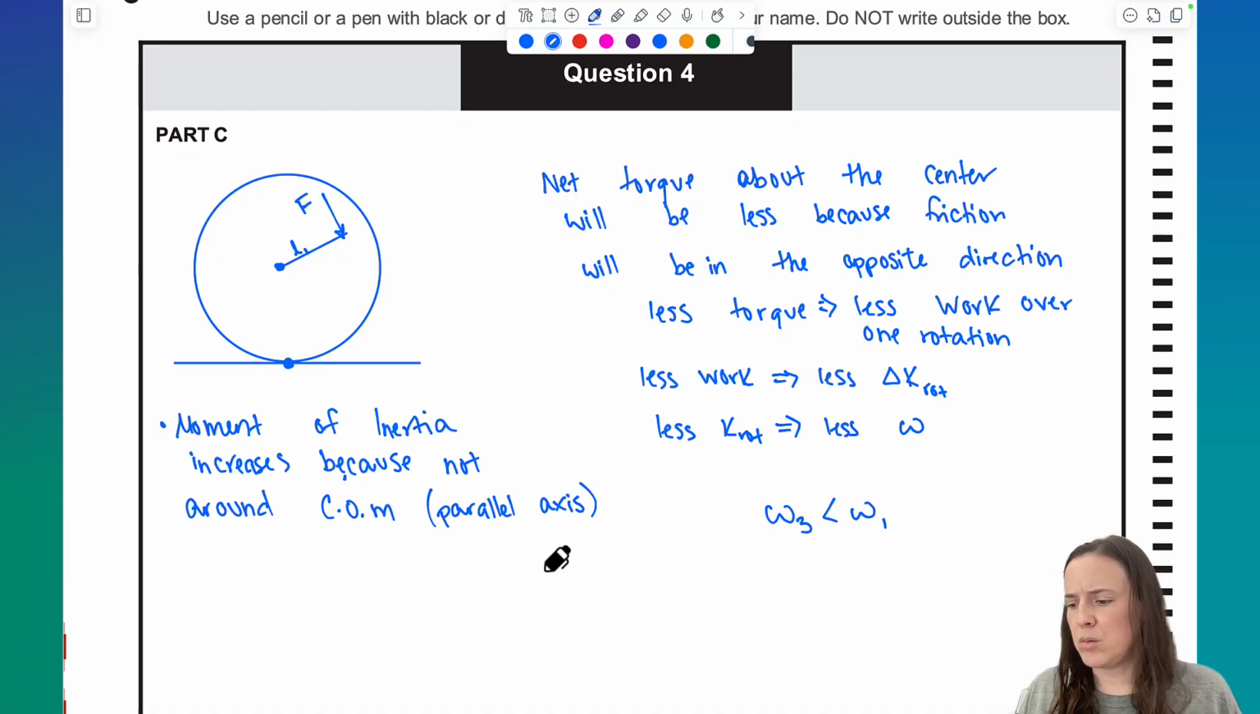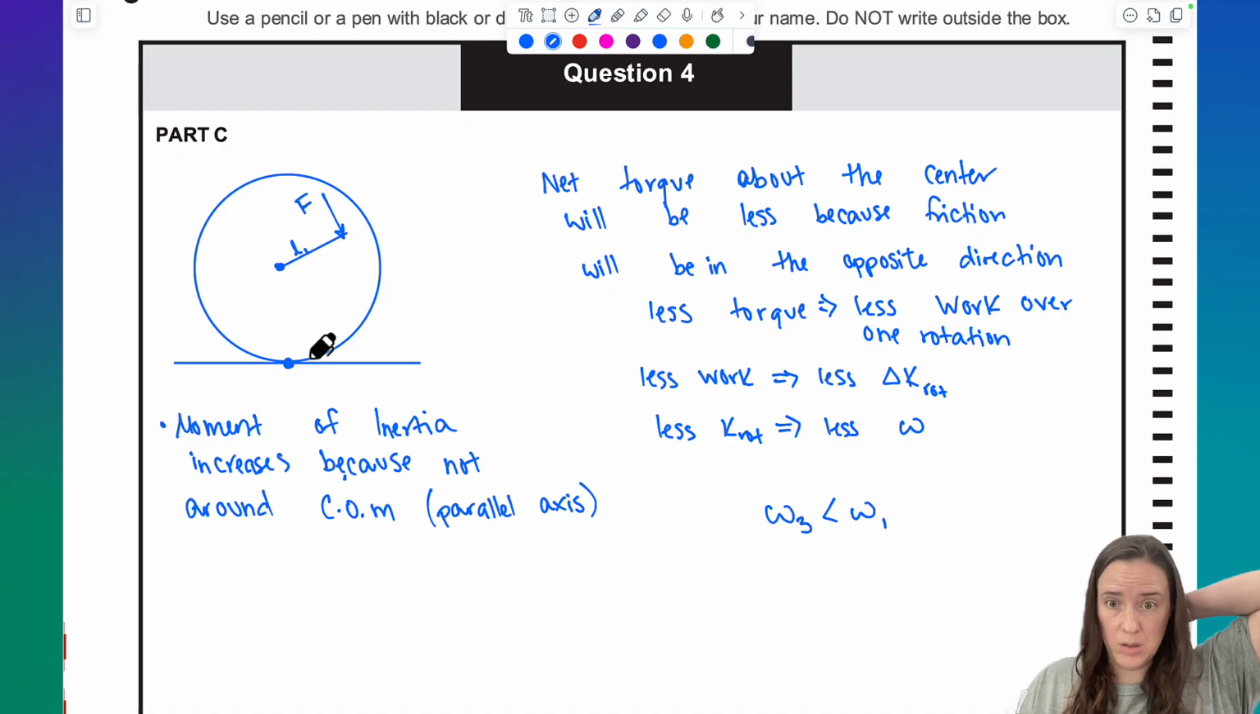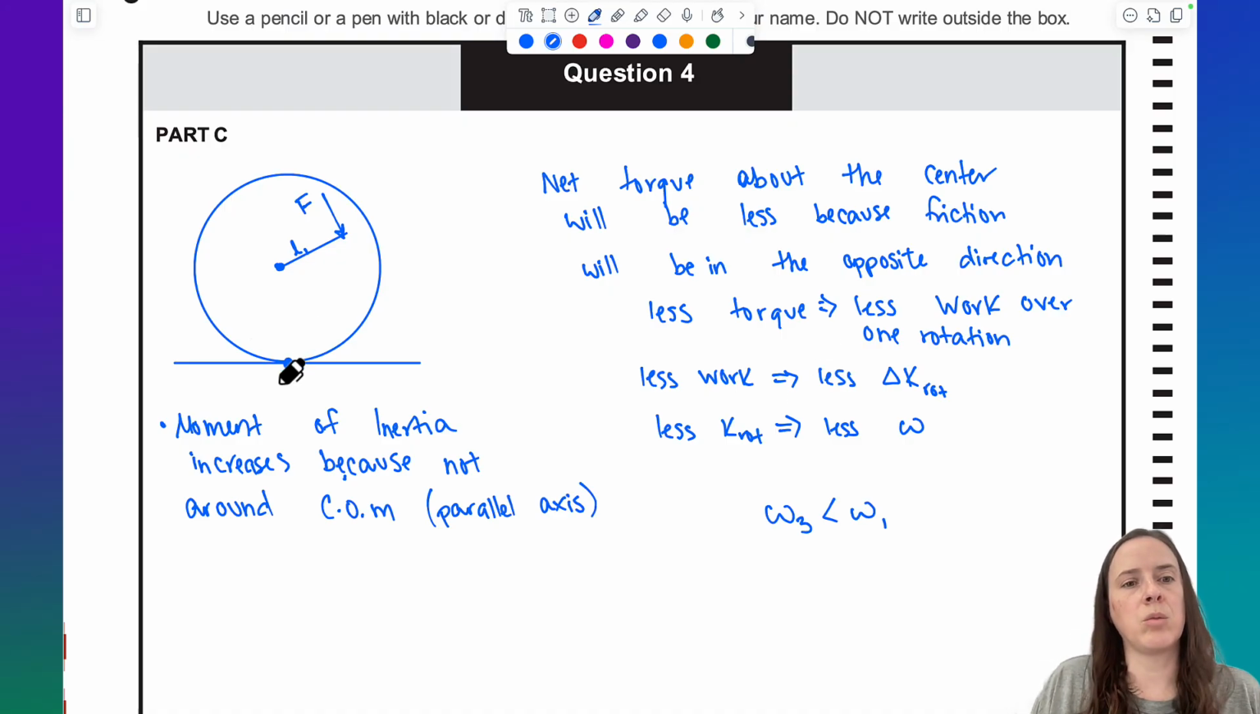You could also make some case if we also want to talk about energy around this point. So remember, if I'm rolling without slipping, that contact point has a linear speed of 0. My center of mass has a linear speed v, and therefore the top has a linear speed 2v. So you could also talk about it in terms of energy that way.